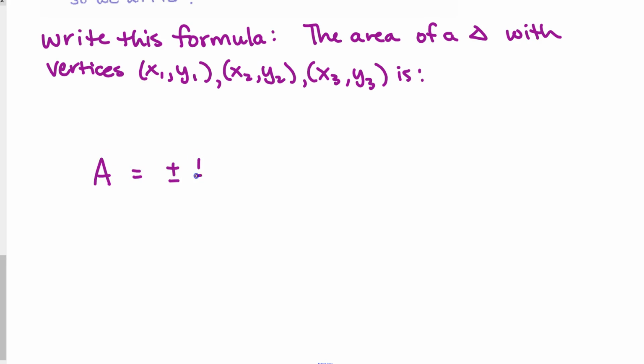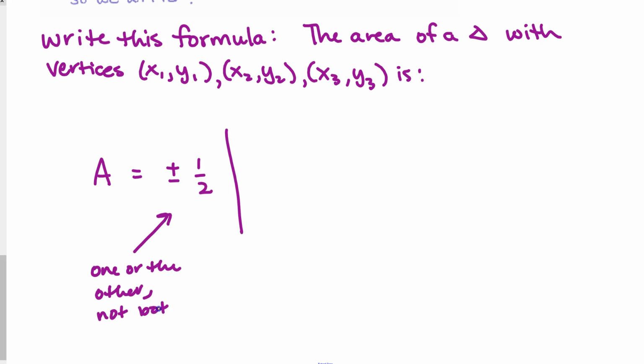plus or minus 1/2. Okay, the plus or minus is how we compensate for needing it to always be positive. If the determinant is negative, multiply by negative 1/2 to make it positive. If the determinant is positive, multiply by positive 1/2 to make it positive. So one or the other, not both, to get a positive area.